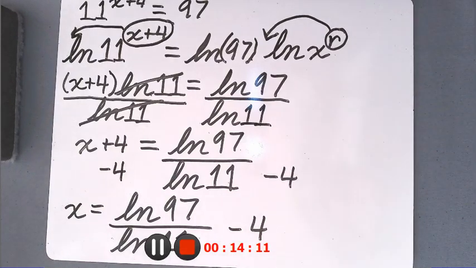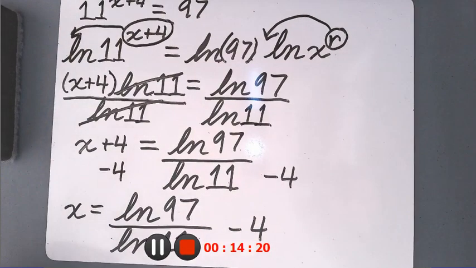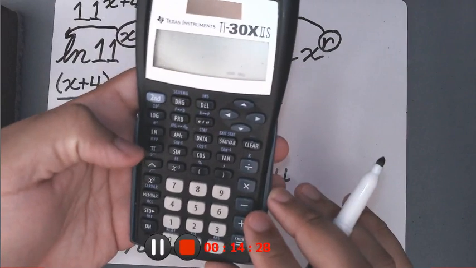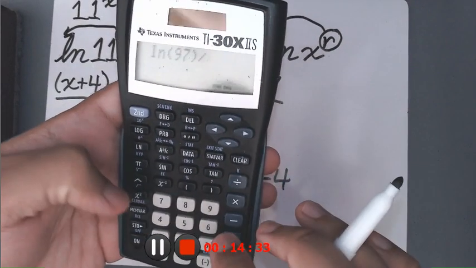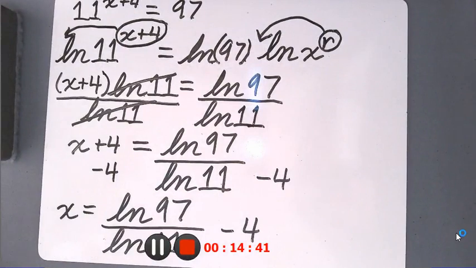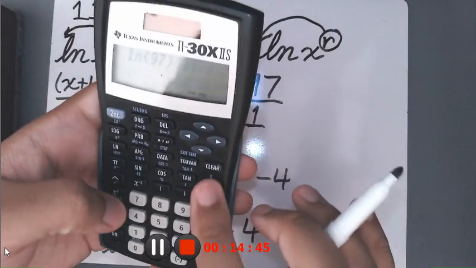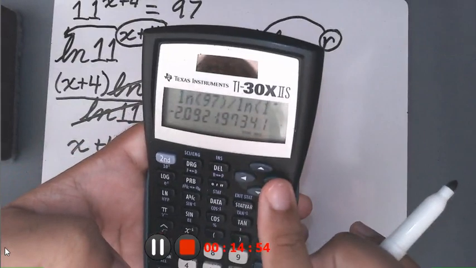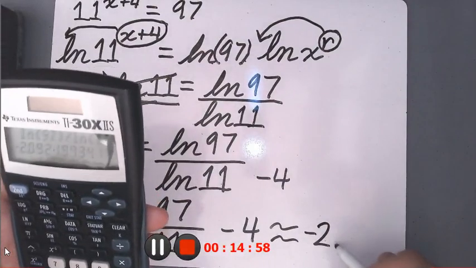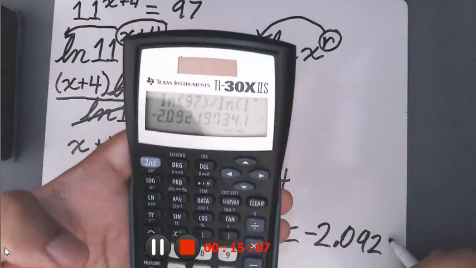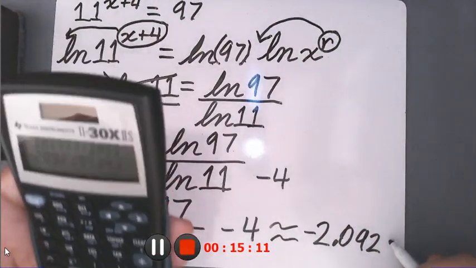And if you have your calculator, you can evaluate that to 4 decimal places, because that's what you typically do with your logarithms unless you're working on a problem and it states otherwise. So I'm going to do natural log of 97 divided by natural log of 11 minus 4. Let me make sure I had that typed in correctly. Minus 4. There we go. So here, that's approximately negative 2.092, and here I have a 19, so rounding it to the nearest 10,000th place would be a 2.